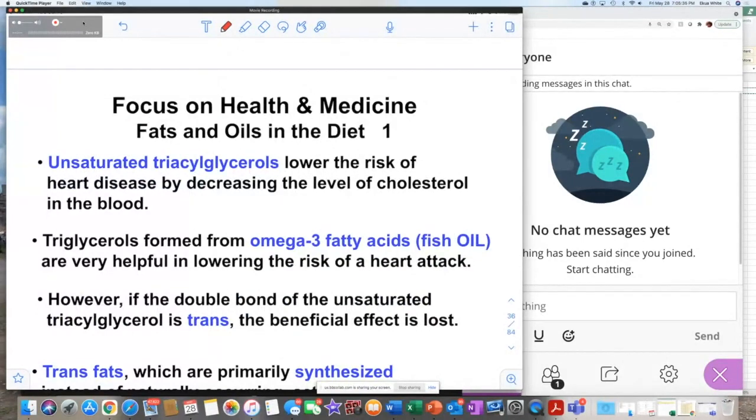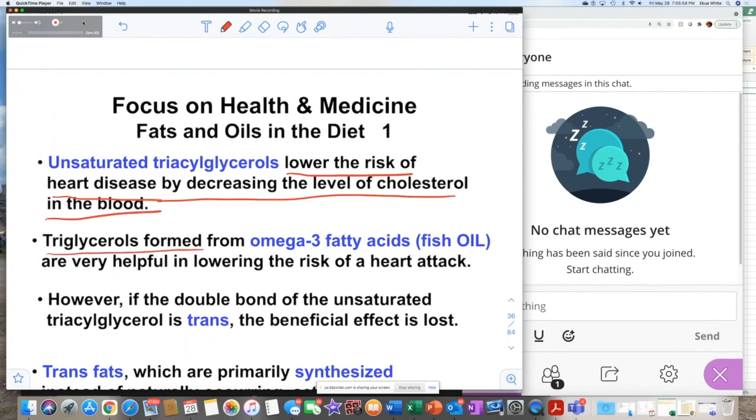Okay, where were we? Unsaturated fats are a lot better for you. They lower the risk of heart disease. Remember, these are the good fats we're talking about. Good fats. Olive oil, avocados. That sounds good right about now too. These help to decrease the level of cholesterol in the blood.